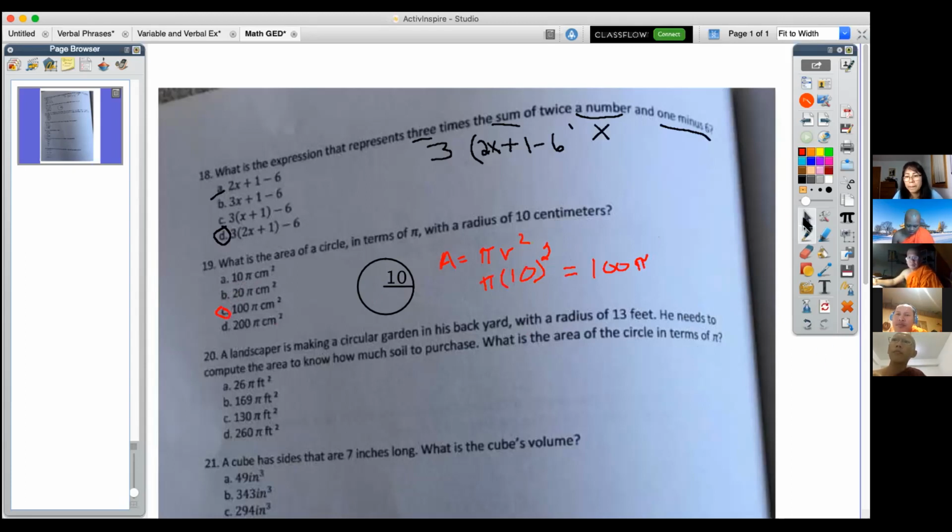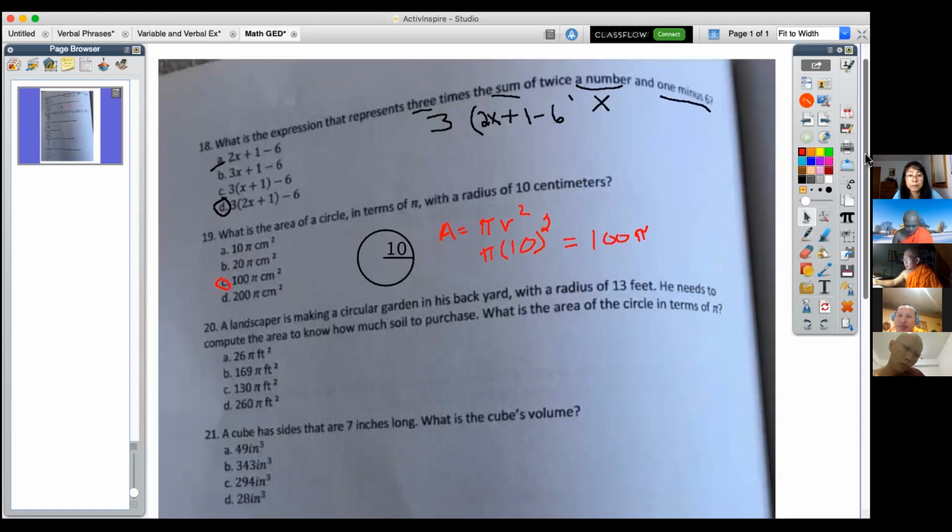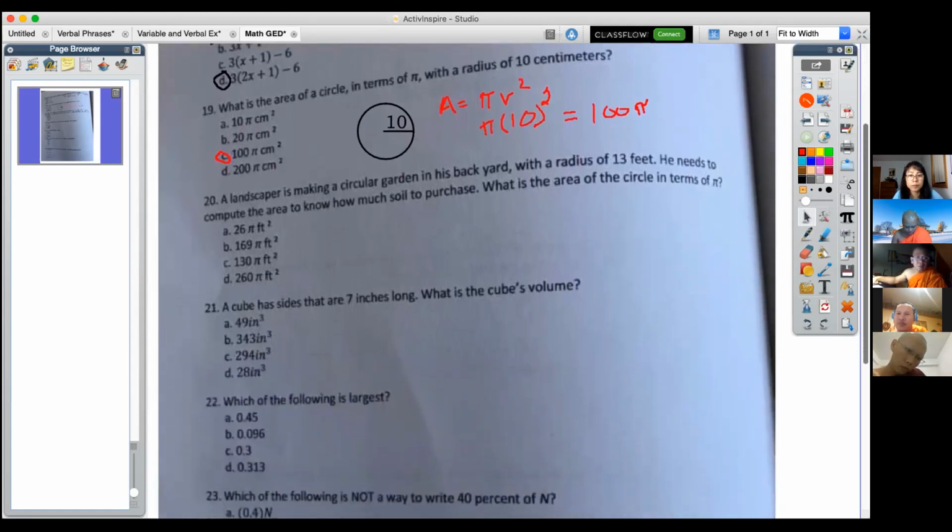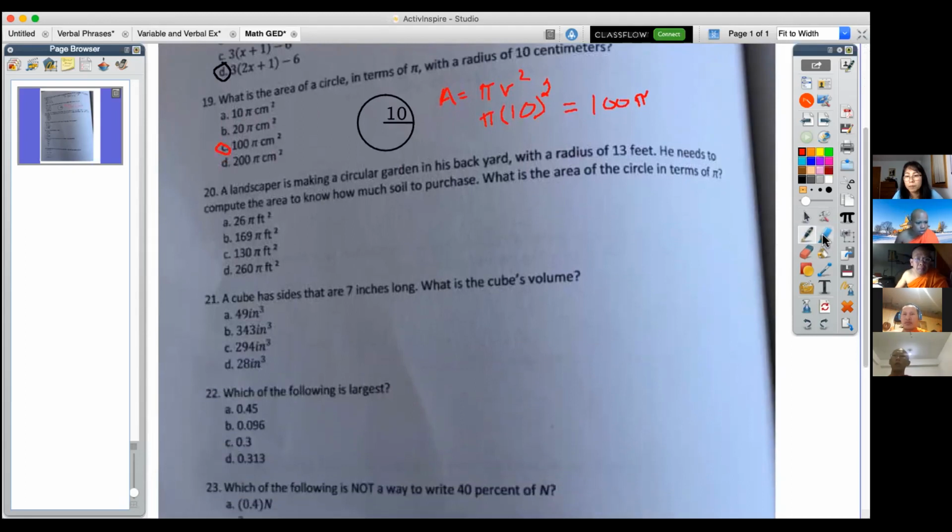Number 20. Option C, number 20: a circle in his backyard. It's a circular garden. Okay. Radius of 13 feet. A circular garden in the backyard. You know, GED tagging, similar to that.